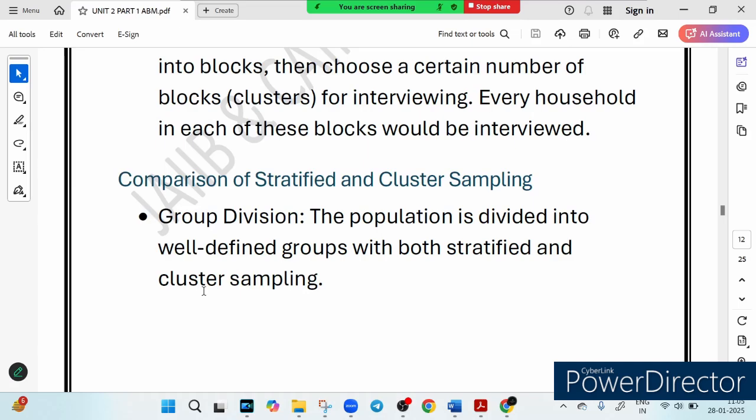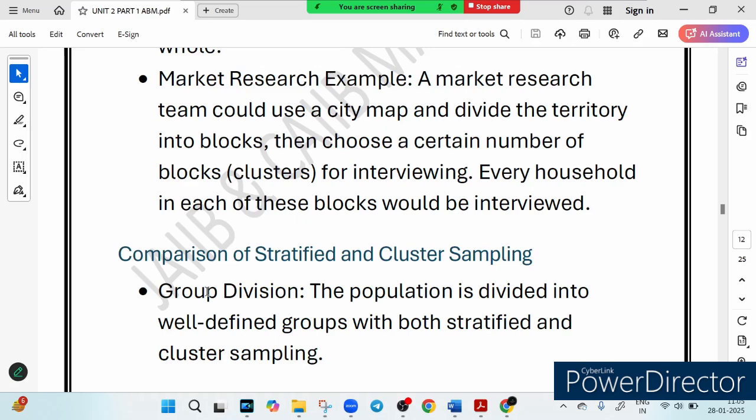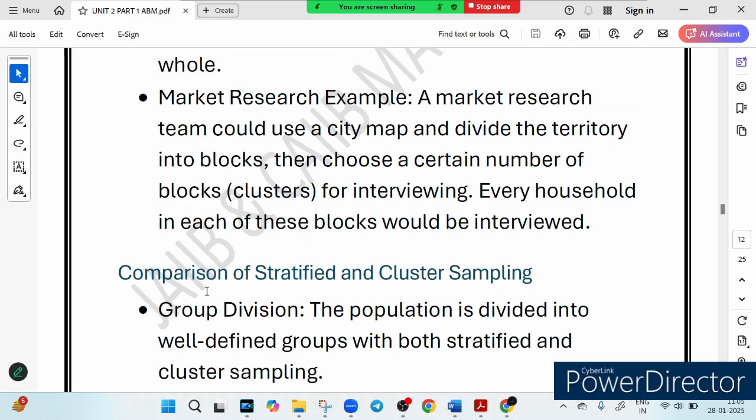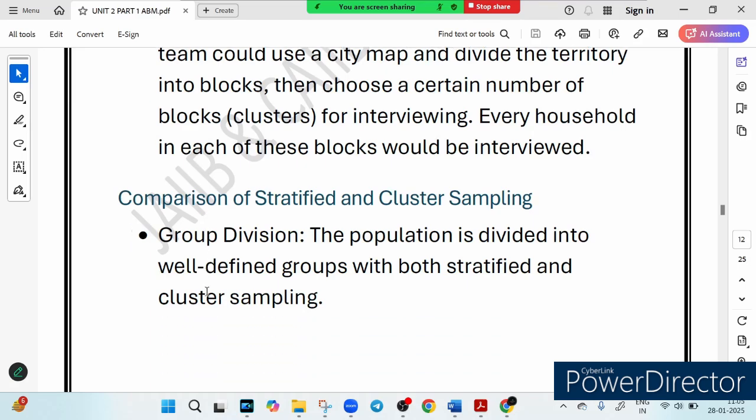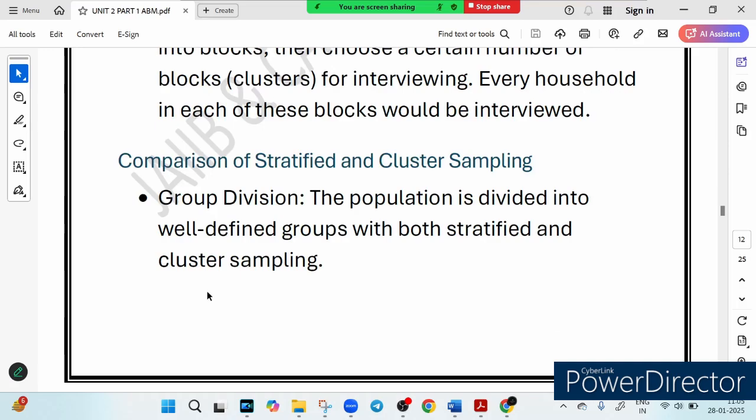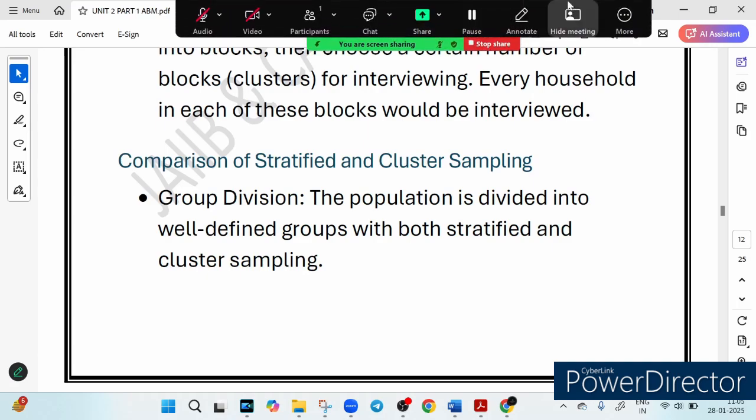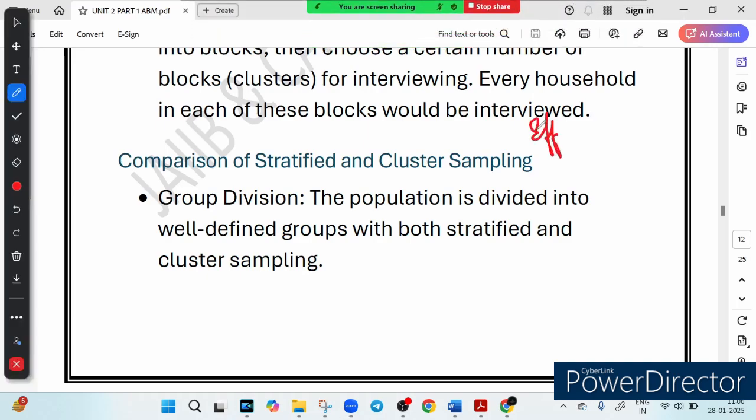But how is this different from stratified sampling? We know that cluster sampling is a more efficient method compared to simple random sampling. But the question is, how do we compare stratified and cluster sampling? Why is cluster sampling more efficient than simple random sampling? Because of one word: efficiency, or rather, precision, at a lower cost. Now, how is it different from stratified sampling?